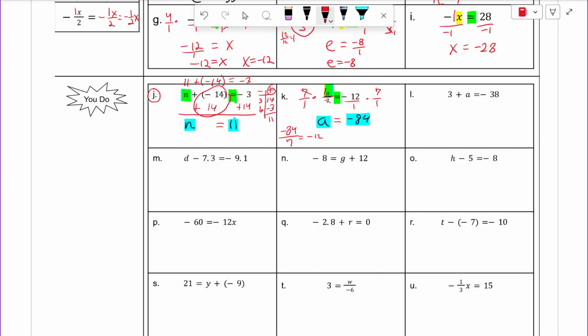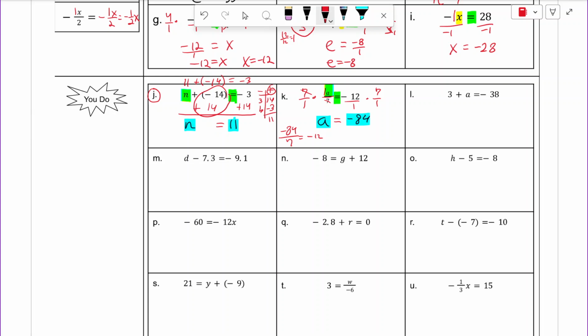Well, if you put negative 84 divided by 7, you know it's a negative because a negative divided by a positive is a negative. And in your calculator, you're going to get 12. So you can see that you got it right. Okay, pause the video and try the next one, L.